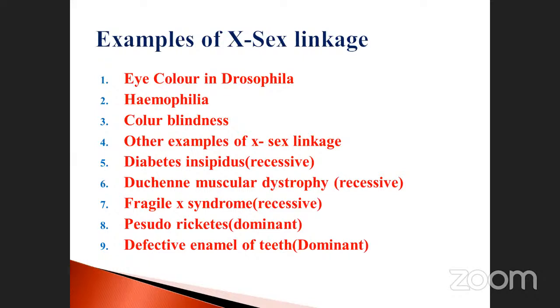It will not clot the blood. There will be continuous oozing out of the blood. The condition is called hemophilia. As a result, the person may die. Okay, that condition you already know. The color blindness. Other examples of X linkage, otherwise called sex linkage, are also there.